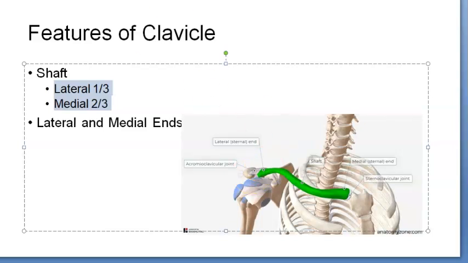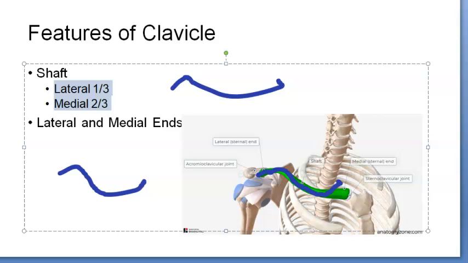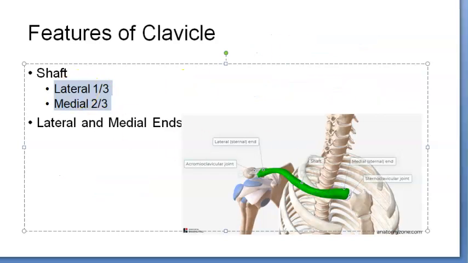So it is an S-shaped bone. You can see here, you just draw like this in the exam. Like that and like that. Draw a clavicle like that, and here you do like this and here you do like this. So this is our beautiful clavicle. So lateral 1/3 and medial 2/3 you will divide the shaft.